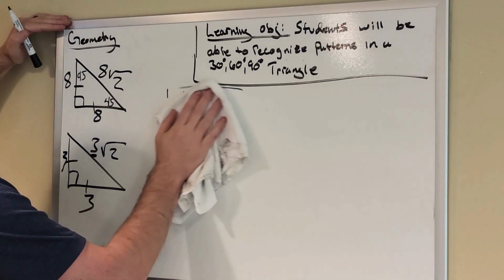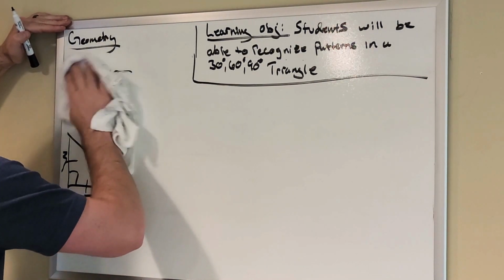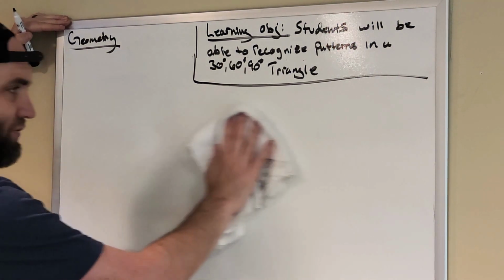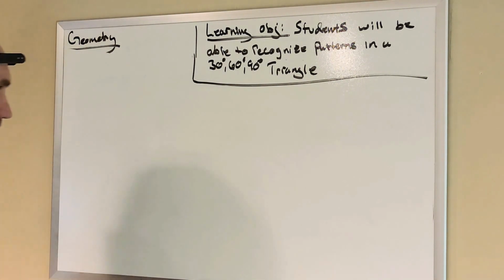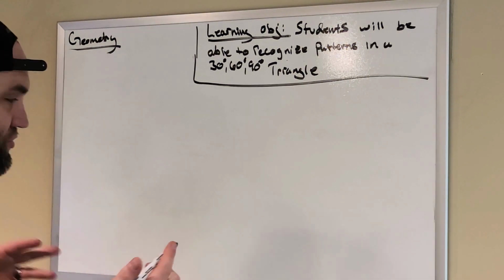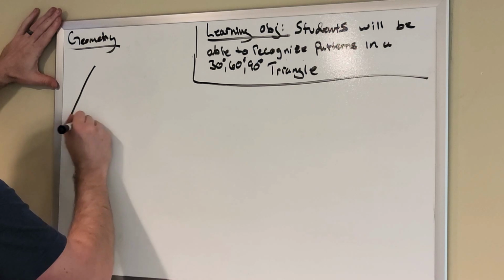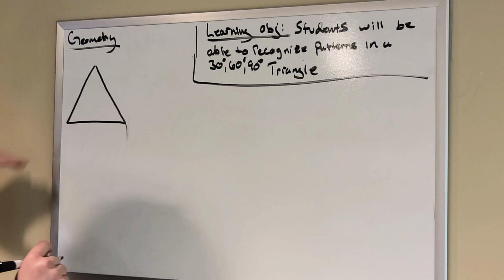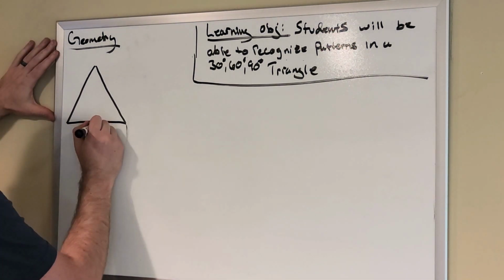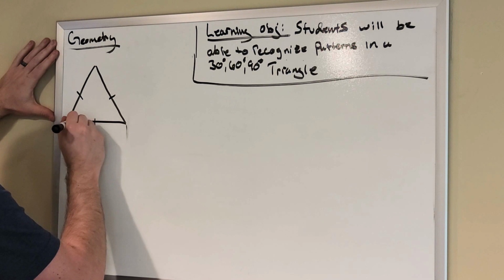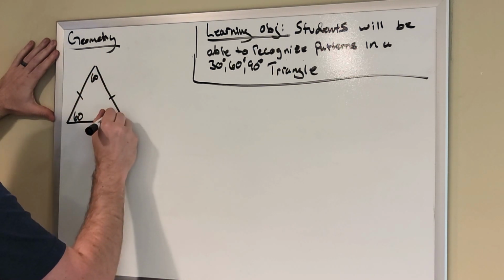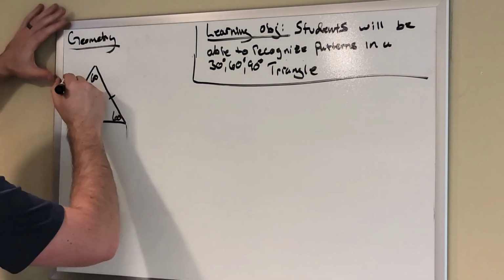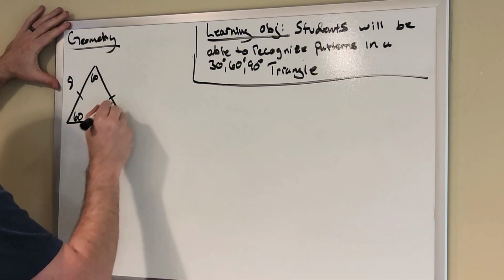Let's take a look at my 30, 60, 90s. And to develop a formula for the 30, 60, 90, we're actually going to use an equilateral triangle to start. If you remember what an equilateral triangle is, it is a triangle where all sides are the same and all angles are the same. So we have 60, 60, 60. I'm just going to use a number. I'm just going to use 8. And we're going to take a look at this.